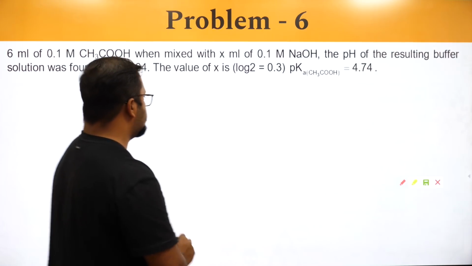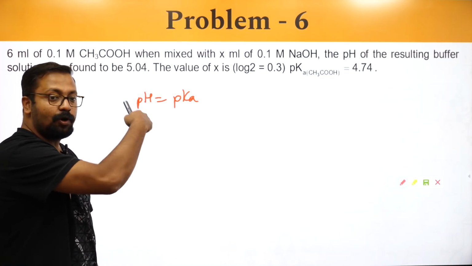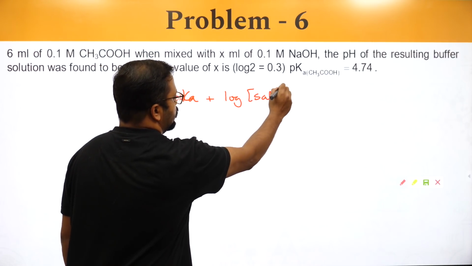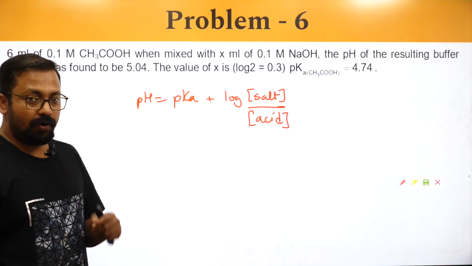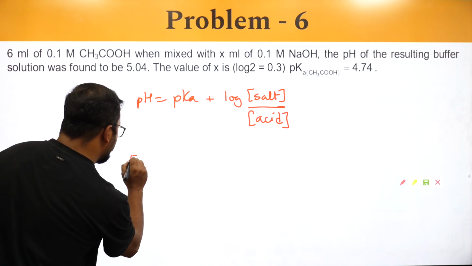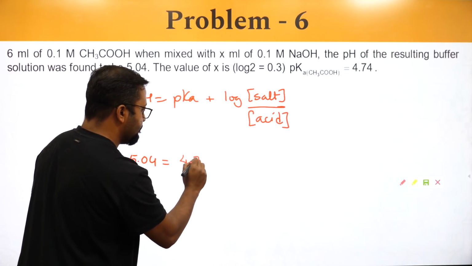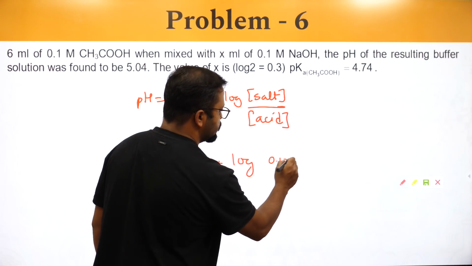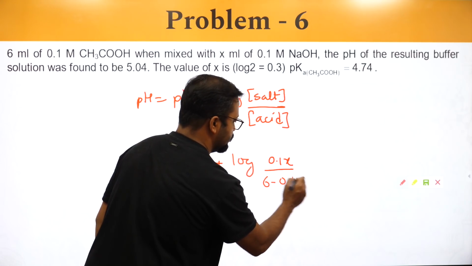The buffer equation is this: pH is equal to pKa plus log of salt by acid. pH is given as 5.04. pKa is 4.74 plus log of, what is the amount of salt? 0.1x. What is the amount of acid which is left out? 6 minus 0.1x.